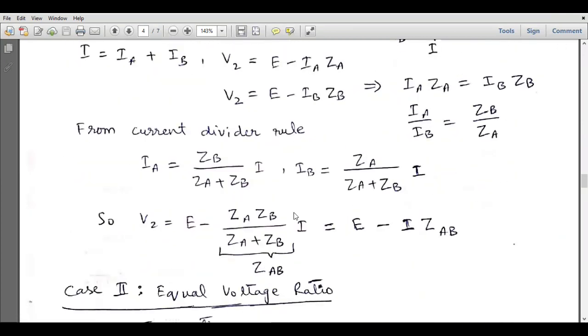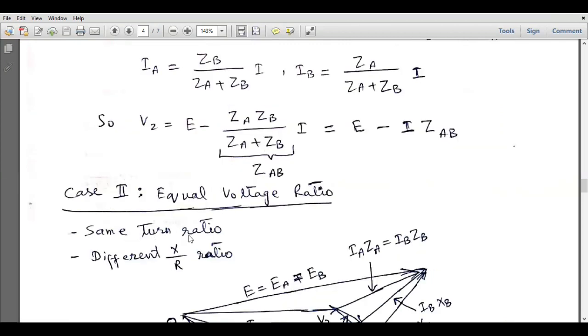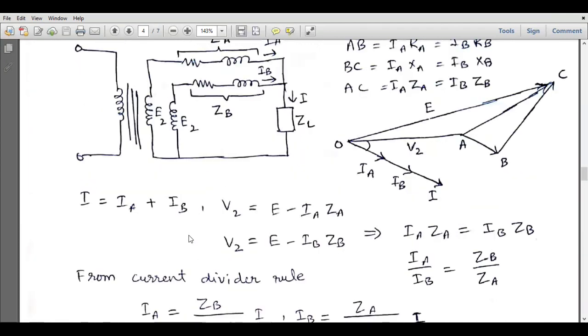Now we will discuss the second case, in which the voltage transformation ratio of the two transformers is the same, but the X over R ratio is different. So these two transformers have different X over R ratio but the same voltage transformation ratio. Since the voltage transformation ratio is the same, again the secondary voltages across the two transformers will be the same. So this will be equal to E2, and this is also equal to E2, and this is actually V2.